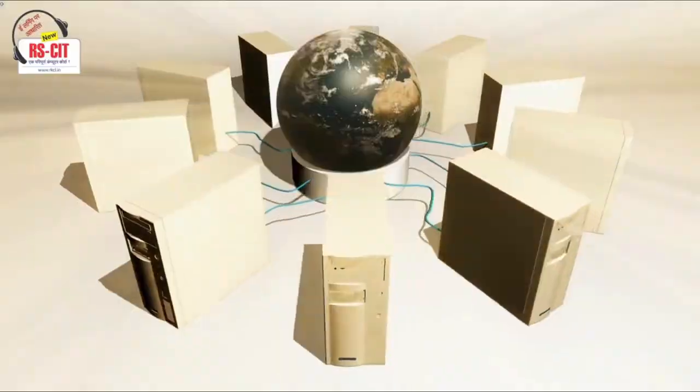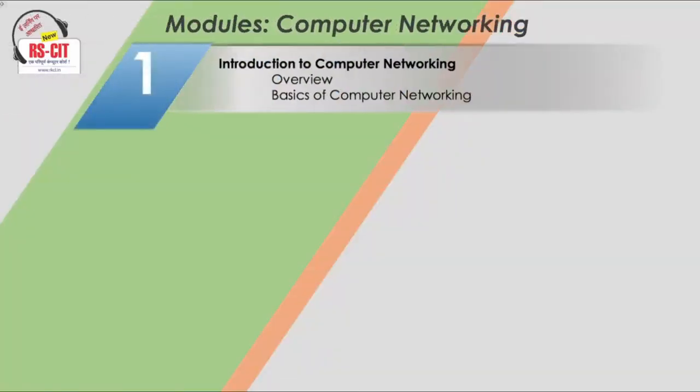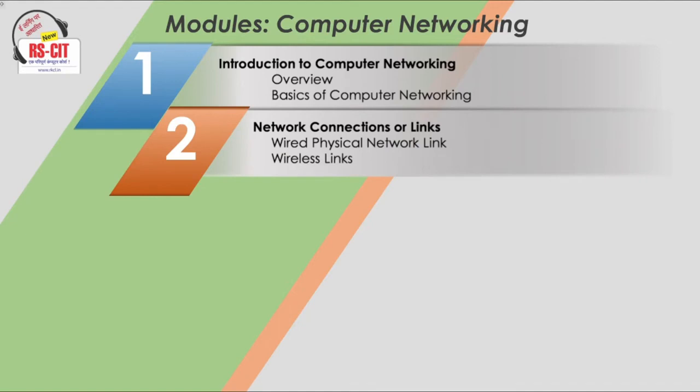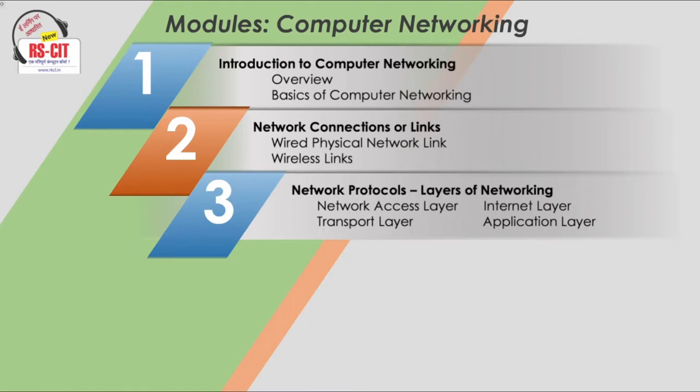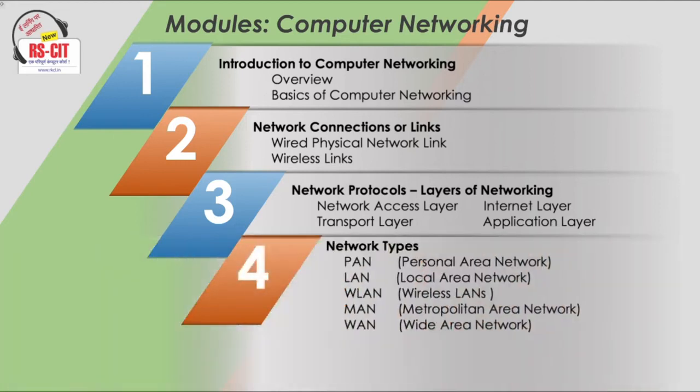This chapter will cover Introduction to Computer Networking, Overview, Basics of Computer Networking, Network Connections or Links, Wired Physical Network Link, Wireless Links, Network Protocols, Layers of Networking, Network Access Layer, Internet Layer, Transport Layer, Application Layer, Network Types, PAN, Personal Area Network, LAN, Local Area Network, Wireless LANs, WLAN, MAN, Metropolitan Area Network, WAN, Wide Area Network.